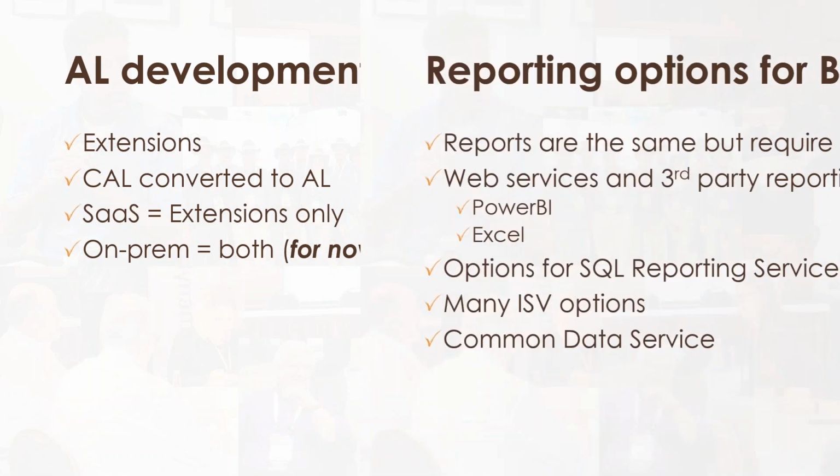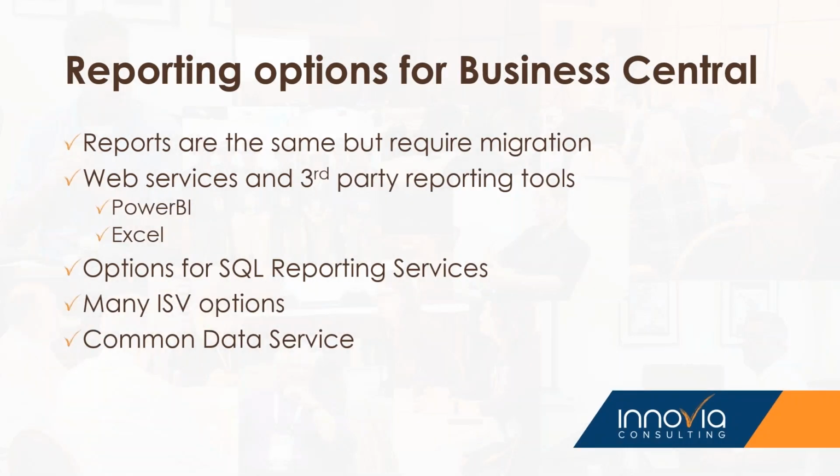Excuse me. So what are our options? From a reporting standpoint, what options do we have to bring our reports forward? First of all, I want to call out that the reports are the same. There's a couple minor differences. Obviously, we went from CAL to AL, but the layout, the meat of the report, is still based on report definition language, or RDLC. It's still based on the same engine that Reporting Services uses.